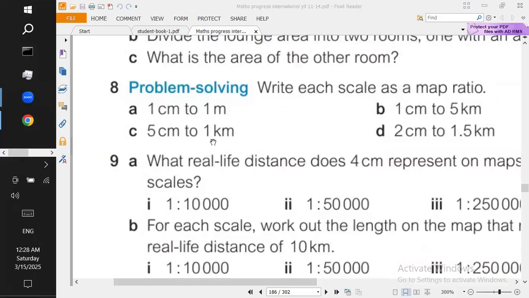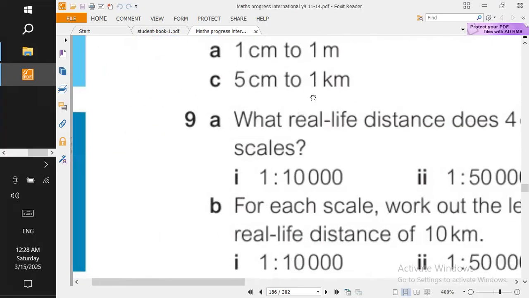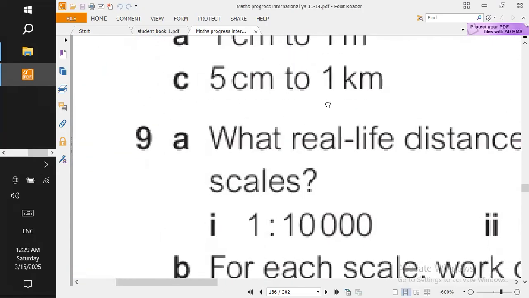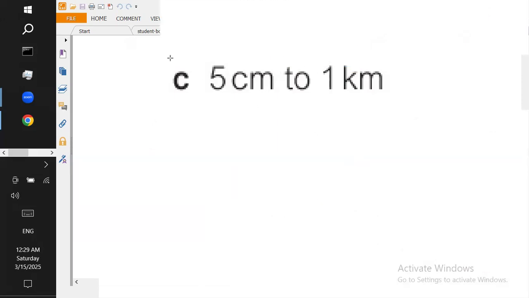So to write a scale as a map ratio, I'm going to do one of them and the rest have the same ideas, okay? Basically, you have to turn them all into centimeters because a map ratio is only in centimeters and it has no units. So let's cover these as no units and it has to be 1 to n, okay? So 1 to n and no units. Let's do it like this.